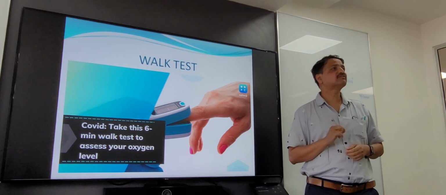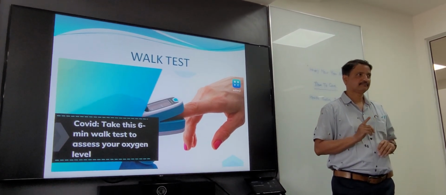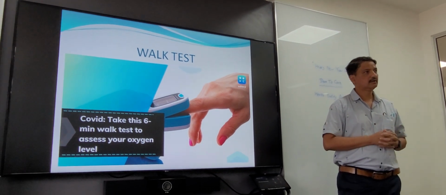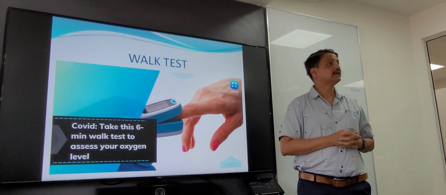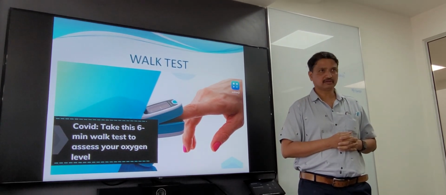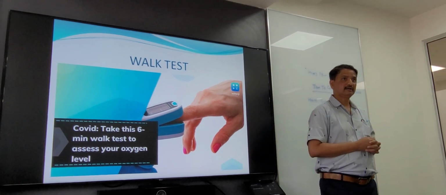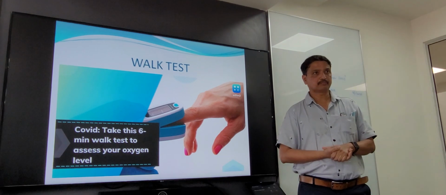After you come back, within the first 30 seconds, put your finger in the pulse oximeter and check your saturation. If it is falling below 95, there is cause for concern. If it falls below 90, you must see a doctor. Okay, and below 85, somebody needs oxygen. You cannot survive without it. If your oxygen saturation is falling below 85, you are going to need oxygen support.